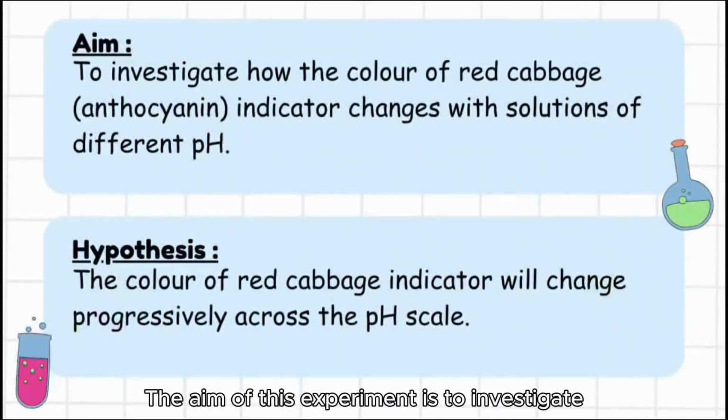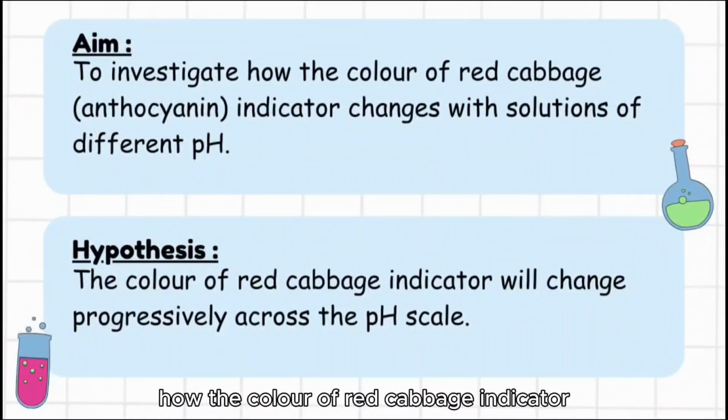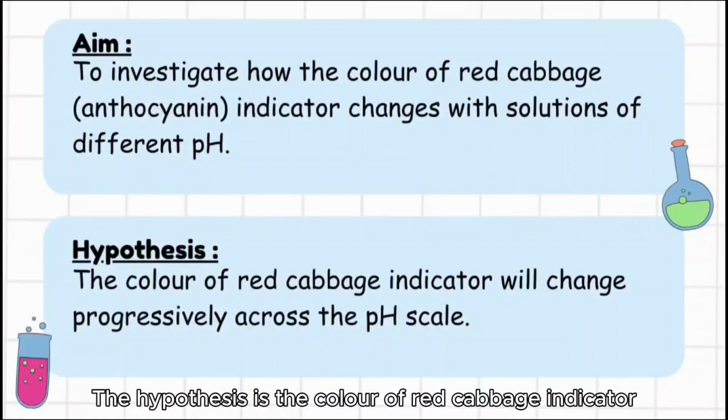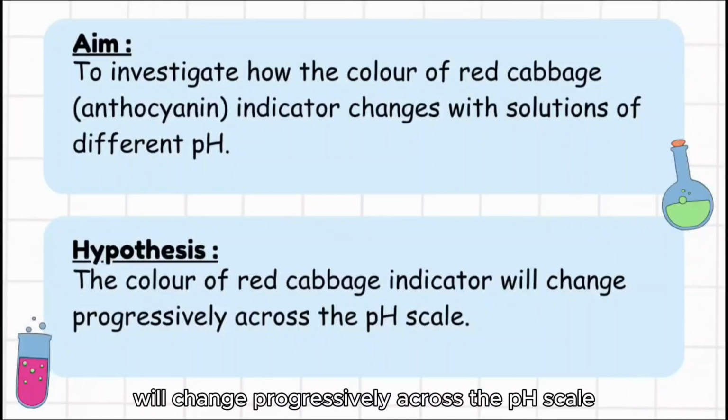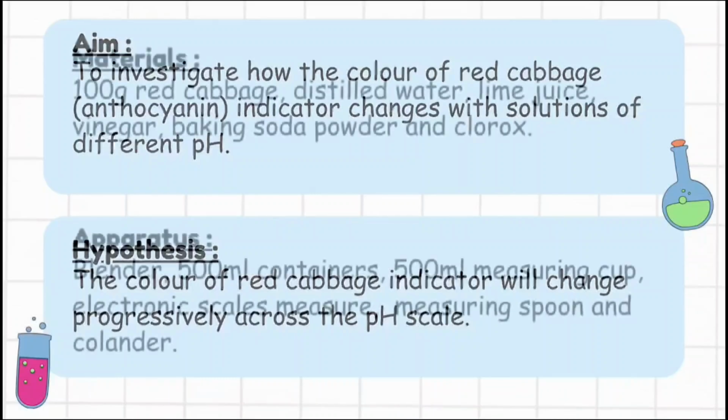The aim of this experiment is to investigate how the color of red cabbage indicator changes with solutions of different pH. The hypothesis is the color of red cabbage indicator will change progressively across the pH scale.